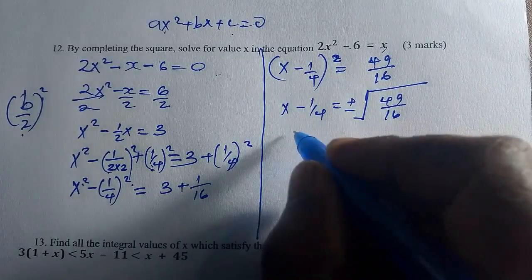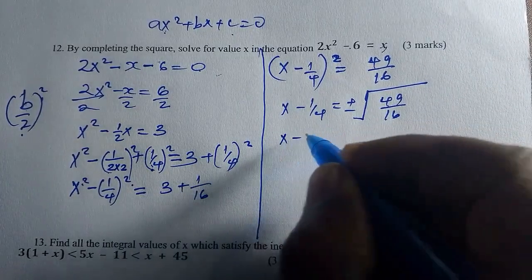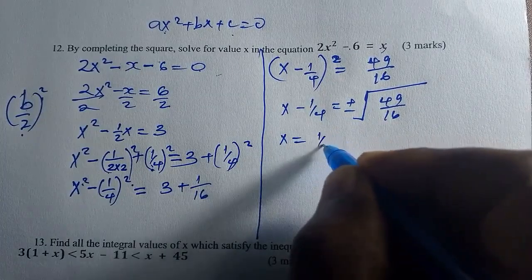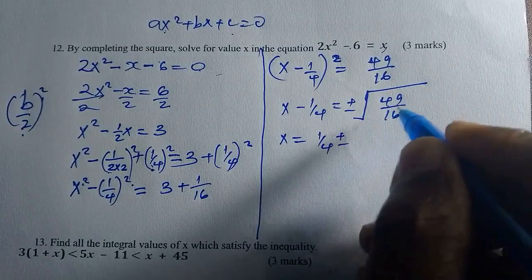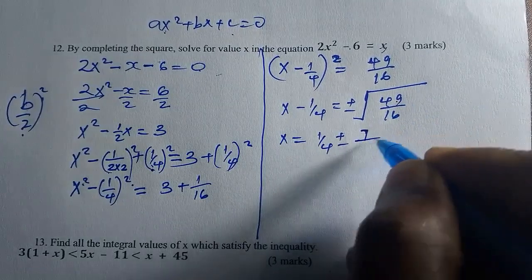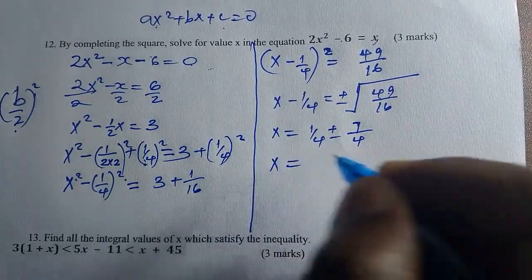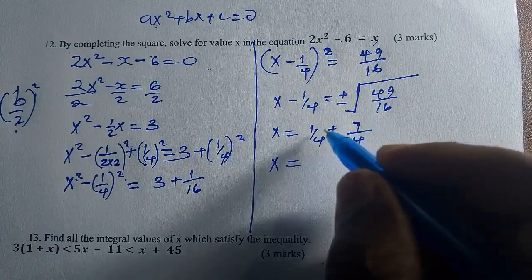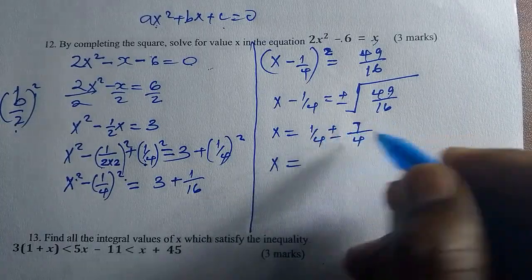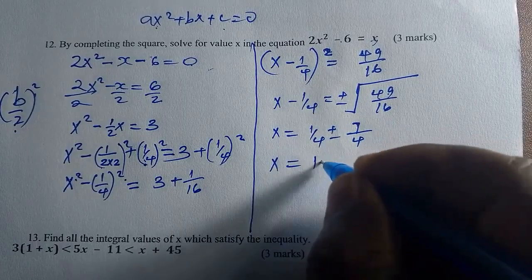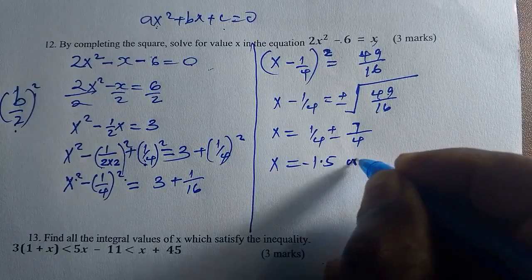Then we can take this one to this side: x is equal to 1 over 4 plus or minus the square root, that is 7 over 4. X is equal to, you add and then subtract. X is equal to either 2 or negative 1.5.